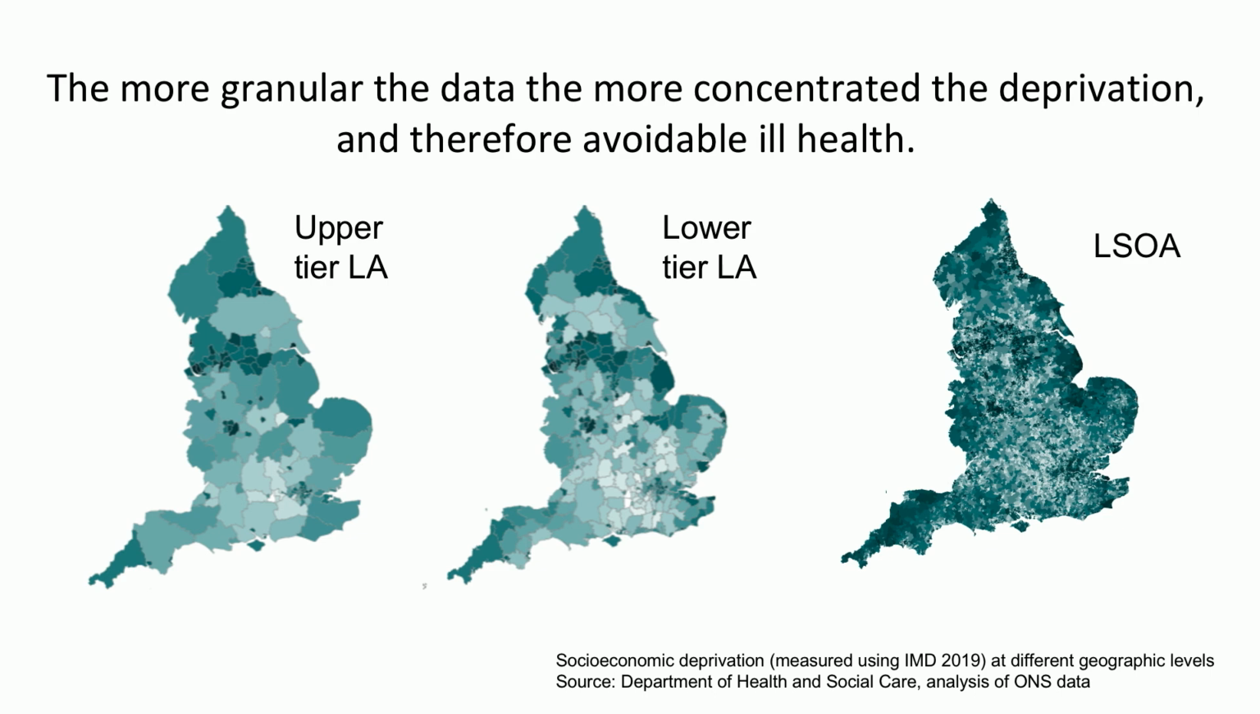And the more granular the data, the more you drill down on the maps, so stop lumping together huge areas and go down to narrow areas, the more you see that deprivation really concentrates. There is poverty everywhere, there is deprivation everywhere, there always has been, but it concentrates in particular areas, and those are the areas where you find very many of the diseases.